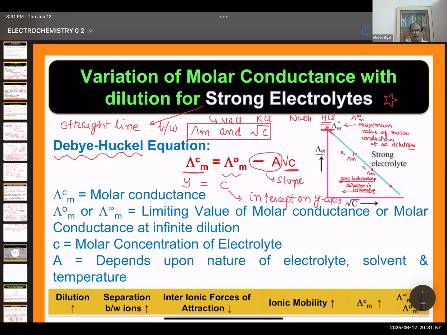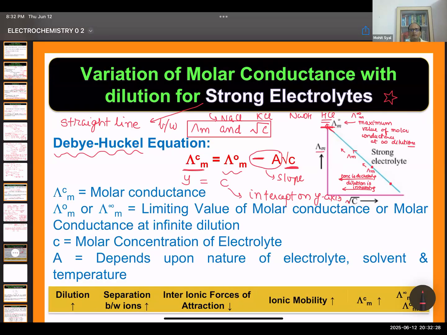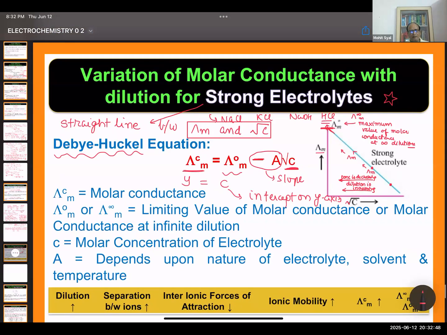Has everyone understood this? Tell me quickly. Clear? So the Debye-Huckel equation helps us to know the limiting value of molar conductance. What is the maximum value of molar conductance for a given compound? That can be predicted by the Debye-Huckel equation, which is none other than a straight line equation between the molar conductance and the square root of the concentration.